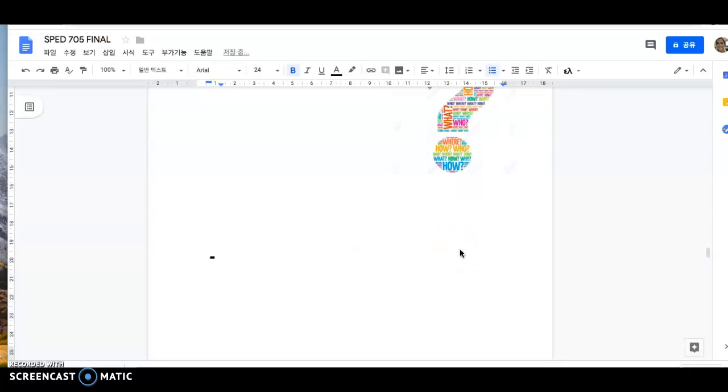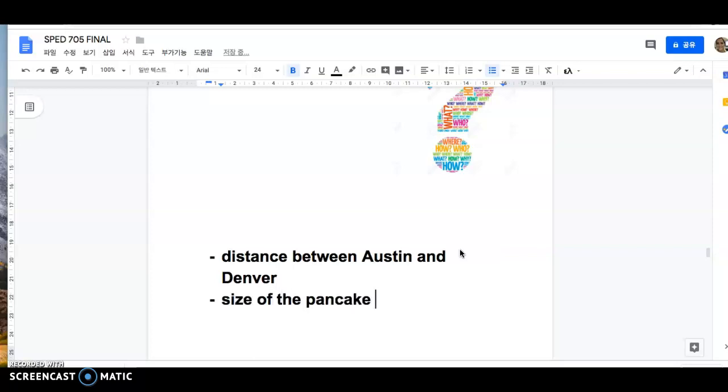So we want to know the distance between Austin and Denver. And we also want to know the size of the pancake. In order to find the distance between Austin and Denver, we're going to use Google Maps to figure that out. So I'm going to show you a video that will help us to do that.